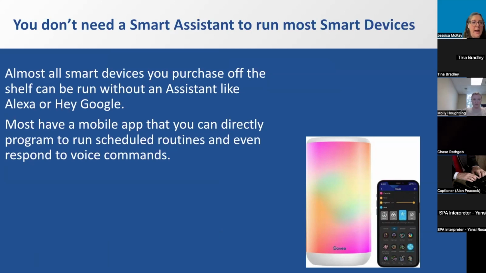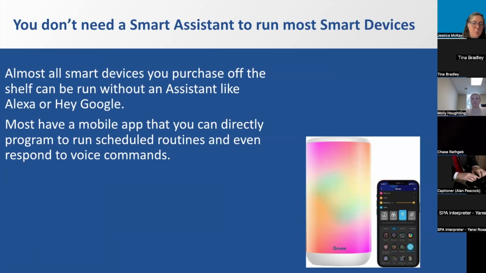Typically, they usually will have their own app, or they may have an interface within that device itself that you can interact with to program and set routines. So don't feel like if you want a smart lamp that you have to have a Google Nest, or an Echo Show or an Echo Dot or something else in your house to run it. Most of those will run independent of those smart home assistants.